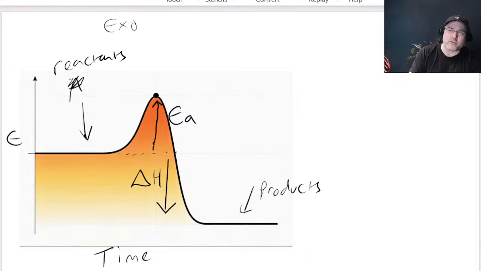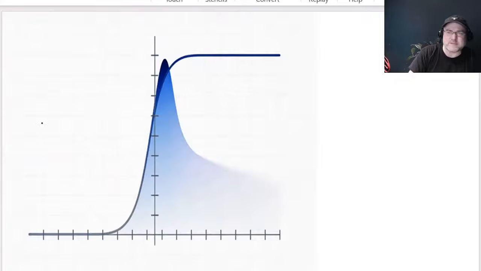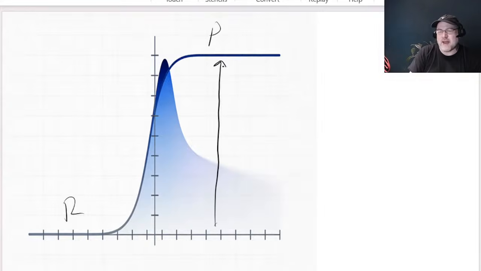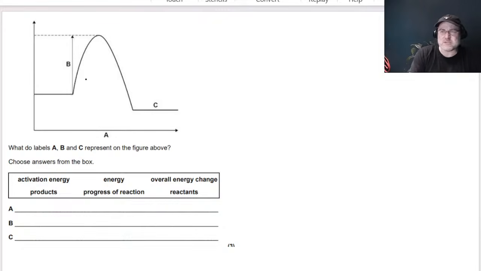And this is exothermic. Now, how do we know it's exothermic? The products are at a lower energy level than the reactants. They have released energy to the environment, causing the air and the surroundings and the solution to get warmer. All right, let's look at the opposite one. You have an endothermic reaction. The only difference here, you've got your reactants and products there, and you've got your arrow going up of the energy that got put in. So the arrow goes upwards. And let's just test you out with that. What do labels A, B, and C represent on the figure above? What would you say are A, B, and C?